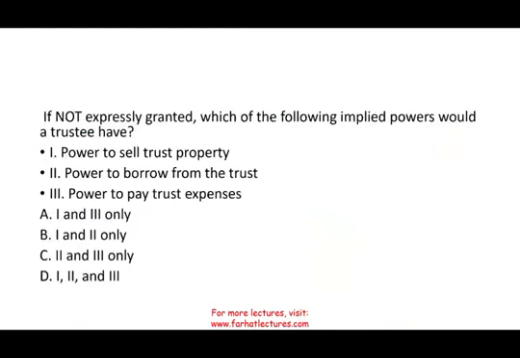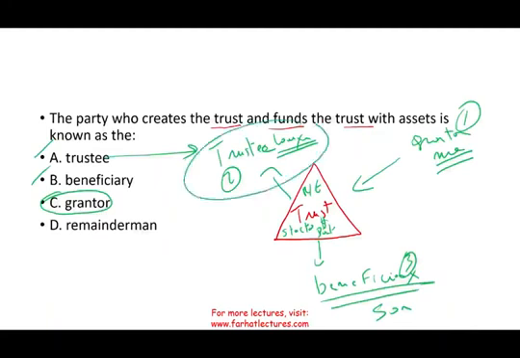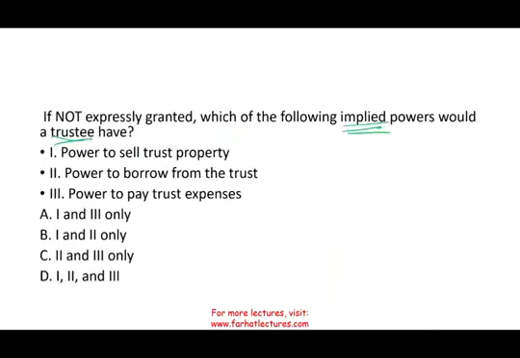Let's take a look at this question. If not expressly granted, which of the following implied powers would a trustee have? So remember, who's the trustee? The trustee is the person who's managing the fund on your behalf for the benefit of a third party. What can they do? One, power to sell the property; two, power to borrow from the trust; three, power to pay the trust expenses.